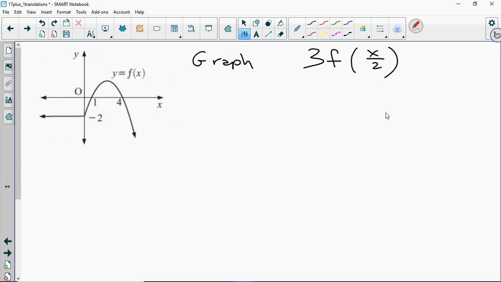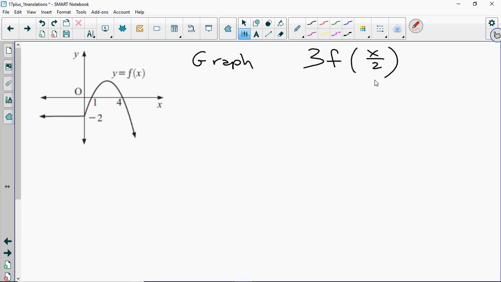Okay, let's graph. This is a weird one. It's got part of a line and then part of a parabola. That's the original f of x. We're going to graph 3 times f of x minus 2. Okay, so the entire thing is going to have to become 3 times as high.